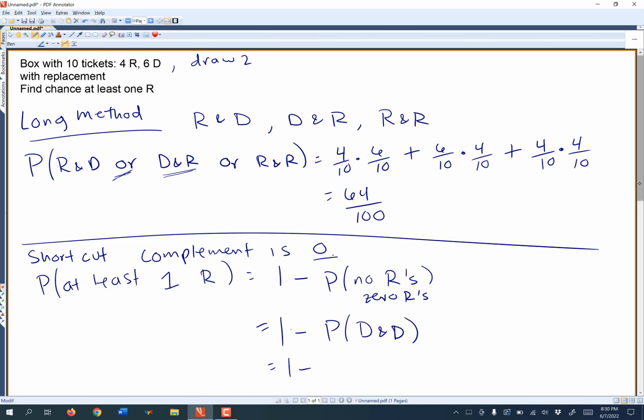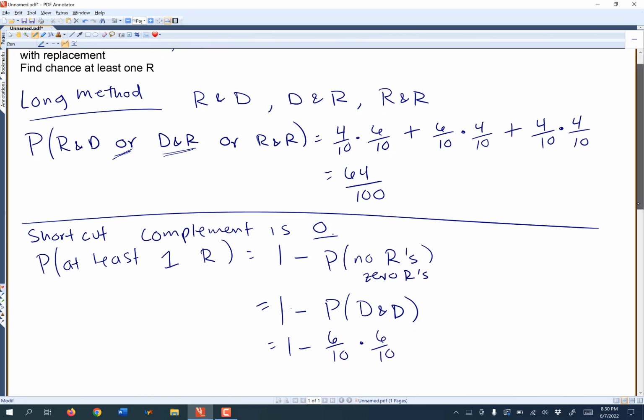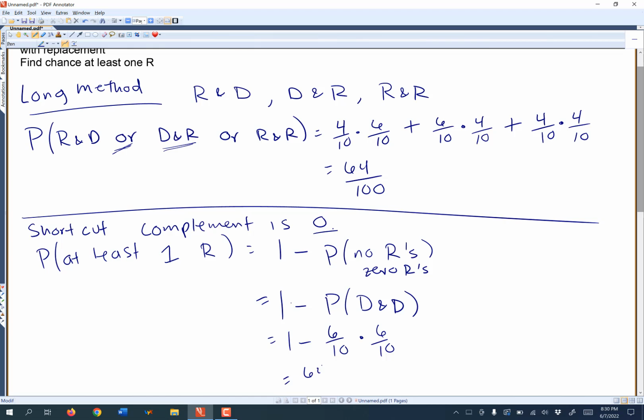So what's the probability of a D and a D? Well, the first time there would be 6 out of 10 D's. The second time we put it back, so there would still be 6 out of 10 D's. If you put this into your calculator, you should get 64 out of 100. Now, I don't care if you put your answers as fractions. I don't care if you simplify your fractions. I don't care if it's a decimal or a percentage. Any of those are going to work and be fine on the exam. So that's 64 out of 100.